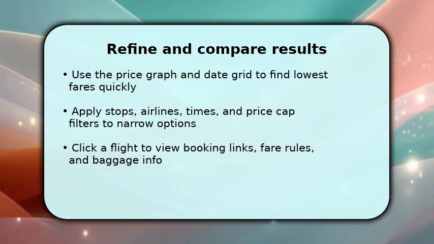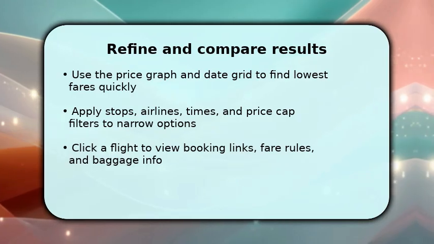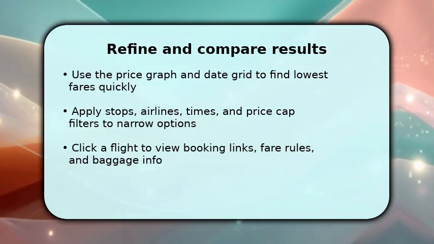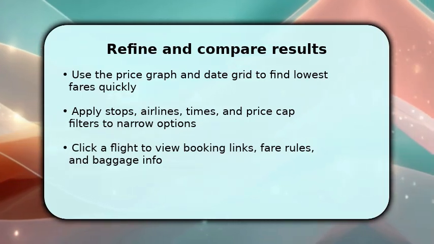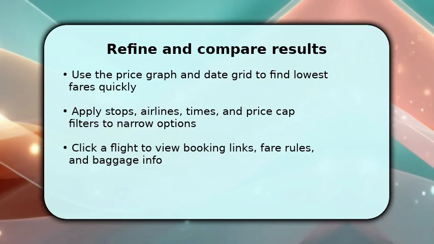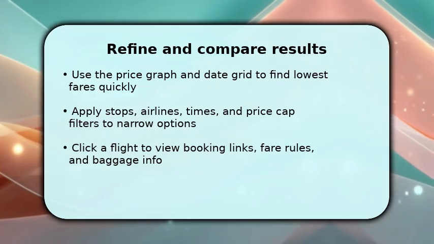Next, you refine results using the price graph and date grid so you can visually compare departures and savings. Then apply filters for stops, airlines, times, and a maximum price to focus on viable itineraries. Doing so reduces overwhelm and surfaces the best balance of cost and convenience.